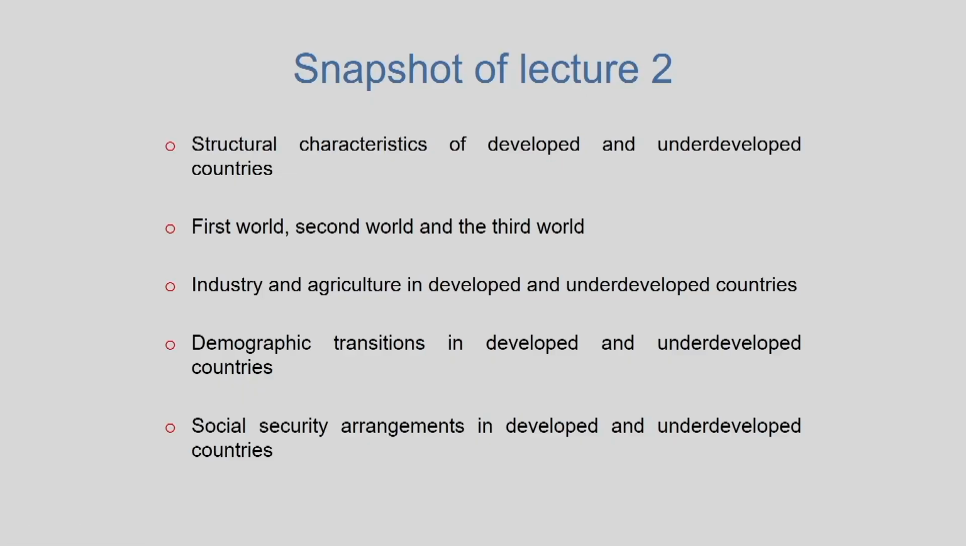I will give you a snapshot of the next lecture, in which we will look at the structural characteristics of the developed and underdeveloped countries. We'll try to understand why the first world, second world and the third world have been named so. We'll also look at the characteristic features of industry and agriculture in developed and underdeveloped countries of the world. We'll look into the issues of demographic transitions that have taken place in developed and underdeveloped countries. And finally, I'll end the next lecture with the social security arrangements made in developed and underdeveloped countries.